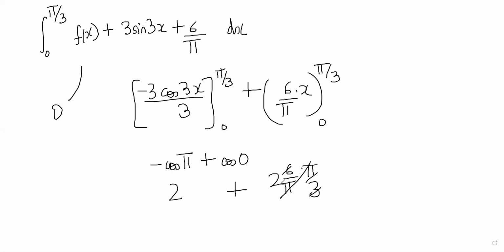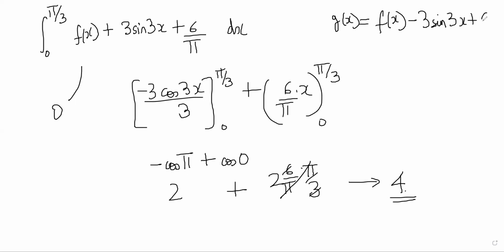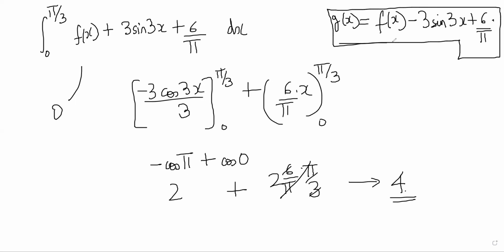So technically what I'm getting is, okay, I have made a mistake. Here the area is coming out to be 4, right? But I have made a mistake in choosing my function. My function should have been f of x minus 3 sine 3x and plus 6 by pi, according to the option. So you go back to the question, this should be my function, right? Because the equation given in the question was f of x minus 3 sine 3x is equal to minus 6 by pi. Here I have taken a plus sign here.